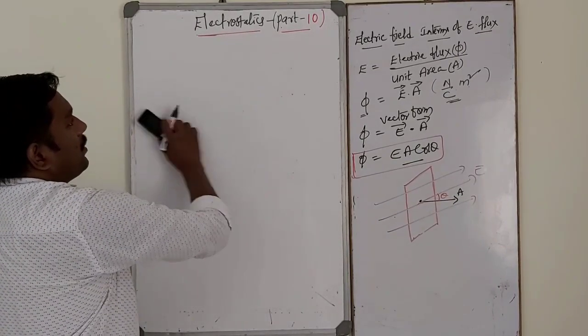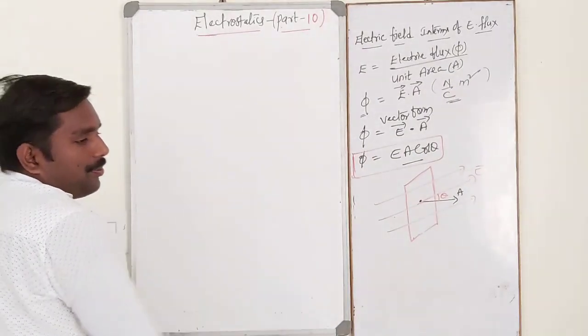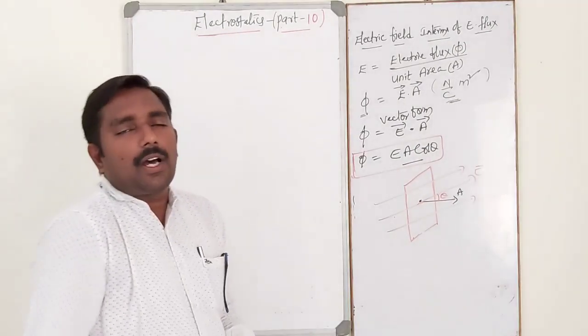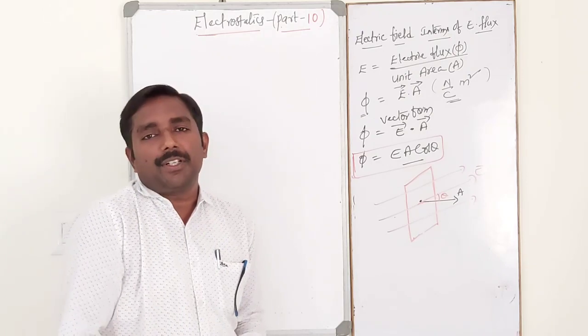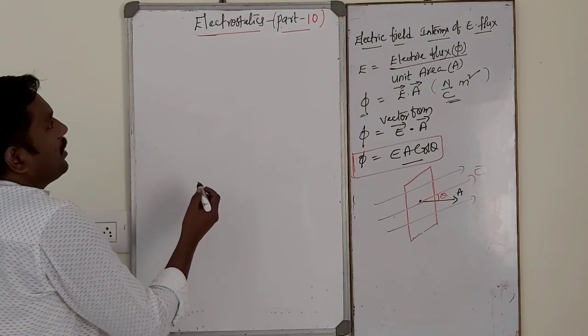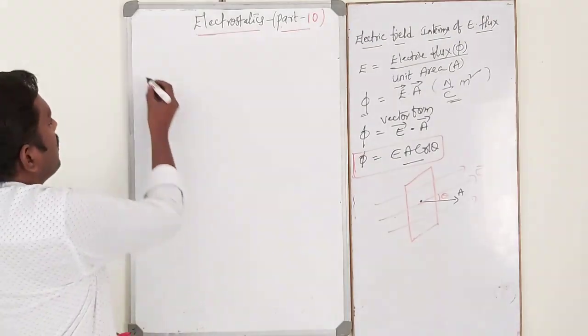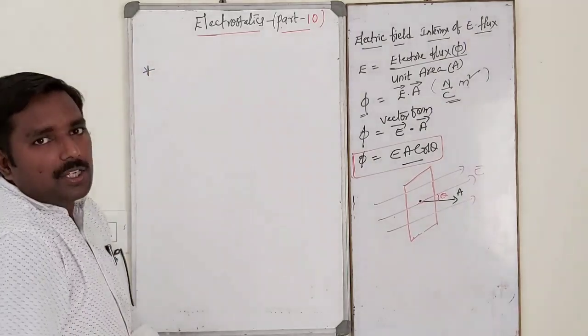Next, distribution of charge. How to distribute the charge on the surfaces? The charge will be distributed on the surfaces, so how to distribute the electric charge on surfaces? Types of distributions. Okay, linear charge distribution.